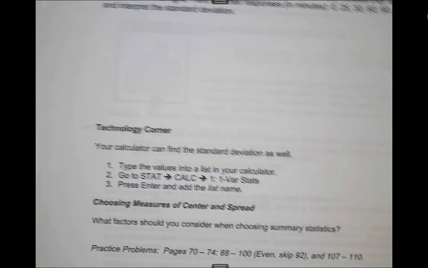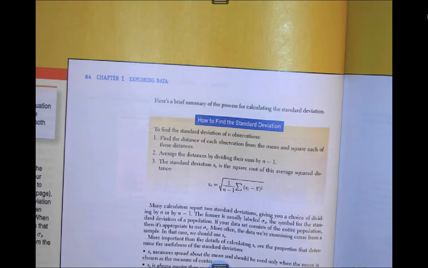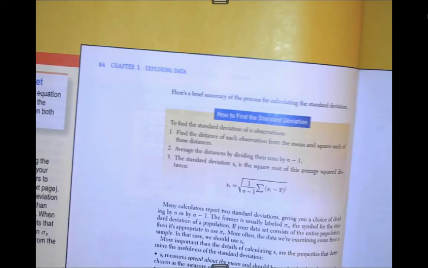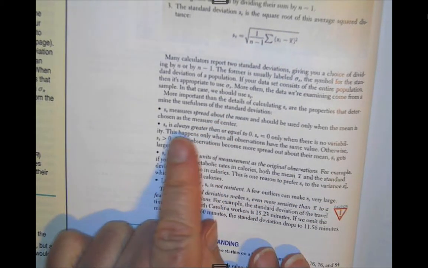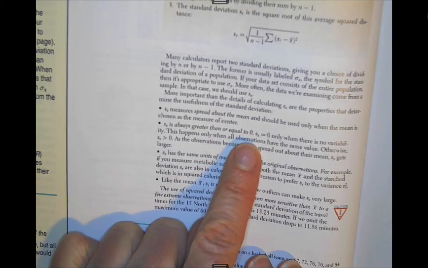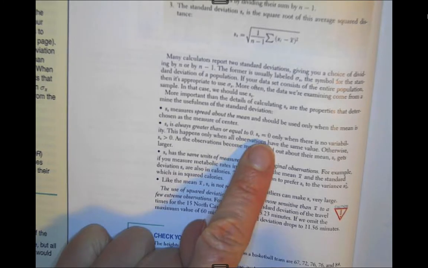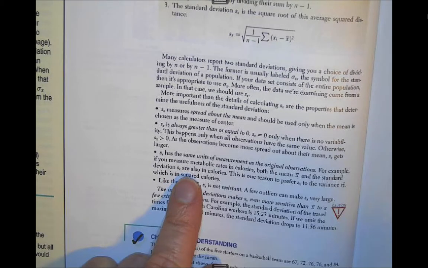All right, some properties of standard deviation. A couple things here. Standard deviation just measures spread about the mean, so again, it is only measuring how spread out your data is around the mean. The standard deviation is always greater than or equal to 0. It can be equal to 0 when there's no variability at all, so if all the observations are exactly the same, then it would be 0. It's never going to be negative.